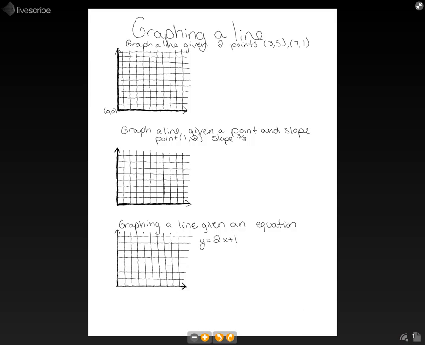Graphing a line. There are three common ways to graph a line. The first is to graph a line given 2 points that you know are on the line. So our first step is to plot our points.